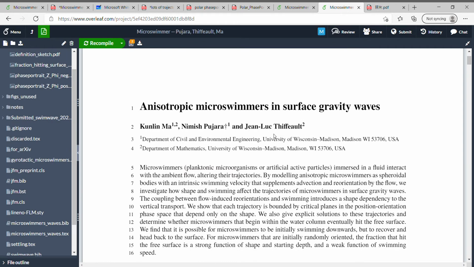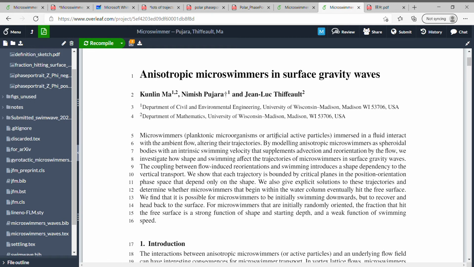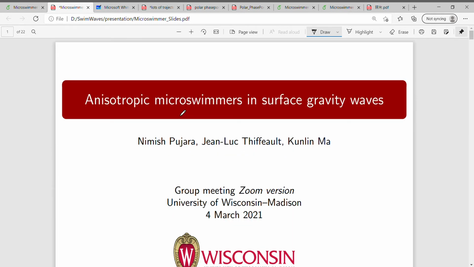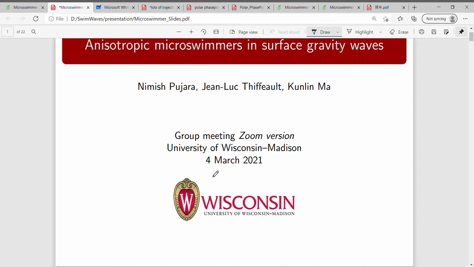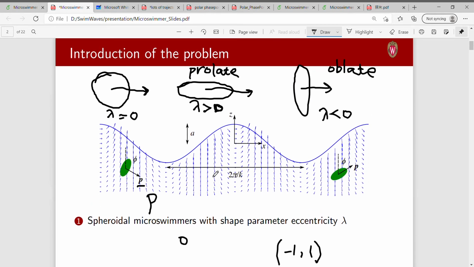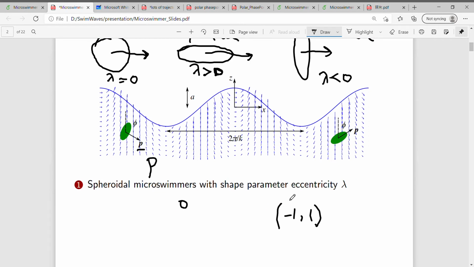So today our topic is anisotropic microswimmers in surface gravity flows and surface gravity waves. This is a project that I've been working on with Professor Tifo and Professor Pajara for 8 months. Let's get started. In the introduction of the problem, the swimmers we deal with are spheroids, which have a shape parameter of eccentricity lambda, and this lambda is between -1 and 1.